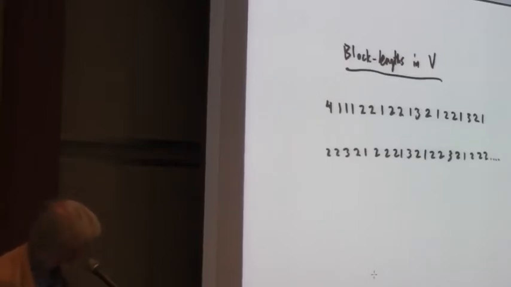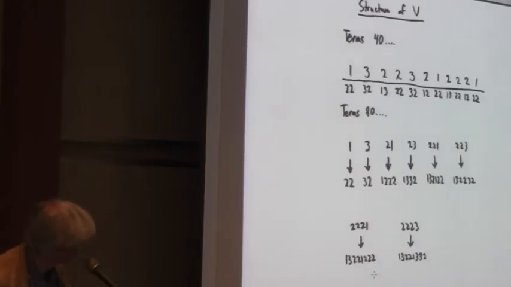And this sequence consists of 1s, 2s, and 3s, except for the 4 at the beginning. And there are, I guess these are called morphisms, that give you a block from terms 40 to 80, then from terms 80 to 160 by using these substitution rules.